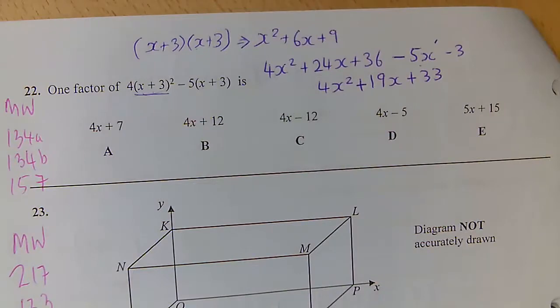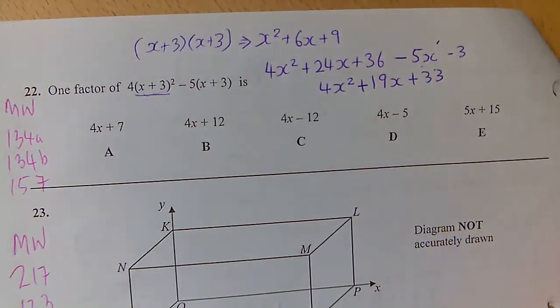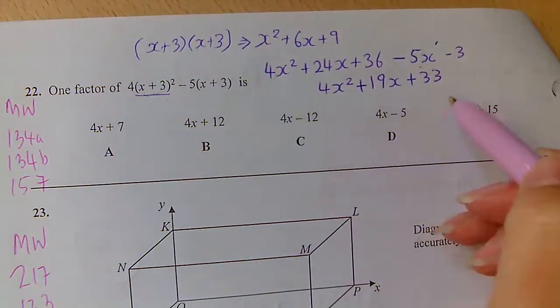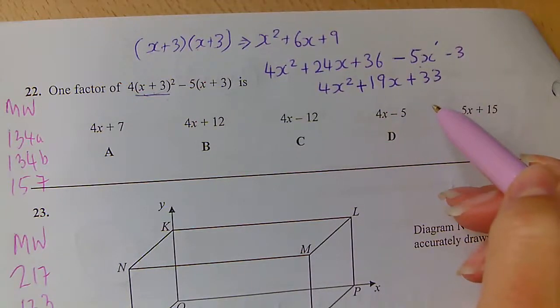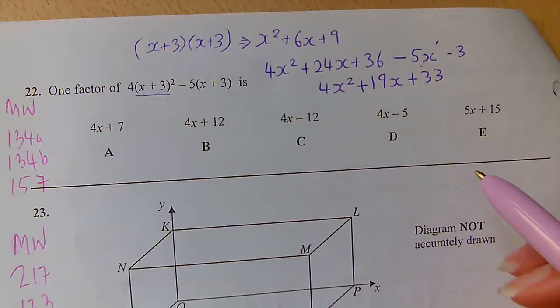Okay, so let's have a think. We want to work out one factor of this. The easiest way to do that, well, there are a couple of different ways. You can either do the splitting method to work out how to factorize this correctly, or another method you can do is, is that going to work?